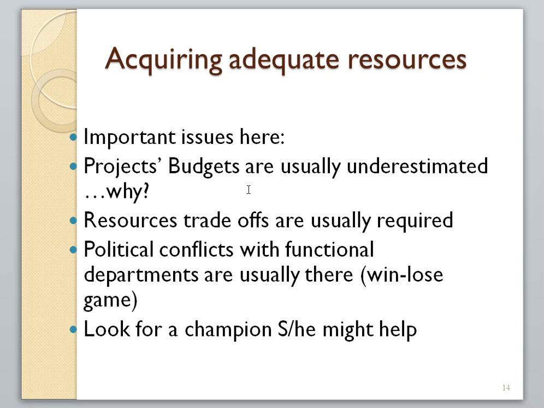So usually you start a project with an underestimated budget. If it costs 1 million, you take only 600,000 or 700,000, right? So how can you finish with an underestimated budget like this? This is one important point. Resource trade-offs are usually required. We talked about trade-offs in chapter 1.